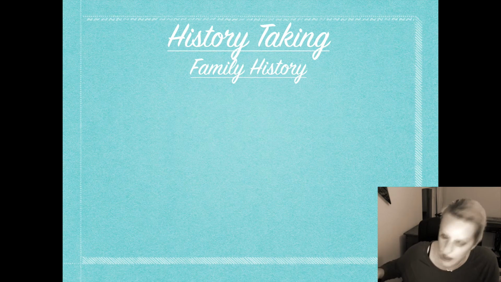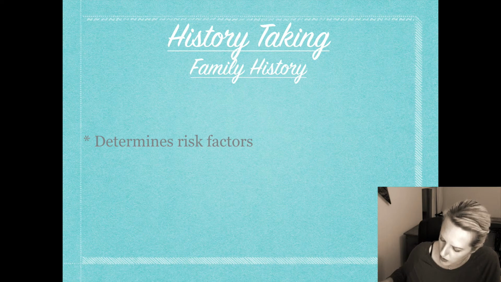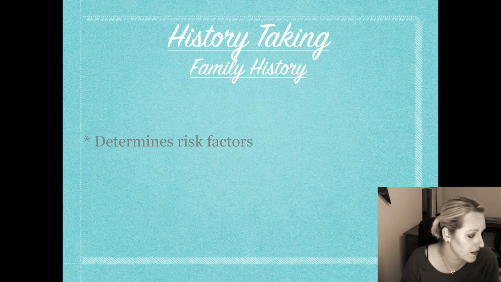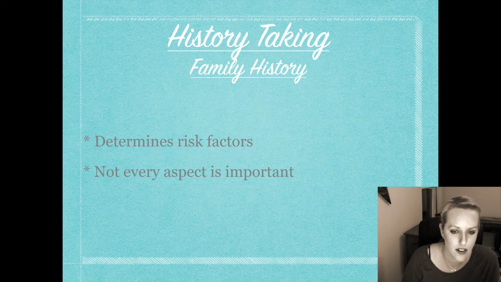So next is their family history. This will just determine their risk factors. A lot of times family history doesn't have a whole lot to do with it, but if their dad died at the age of 35 from a heart disease, they may have a higher risk for that heart disease. And not every aspect is important.